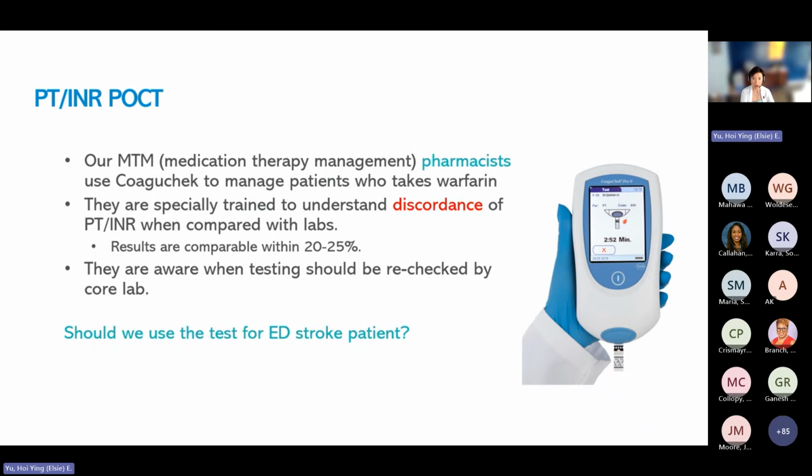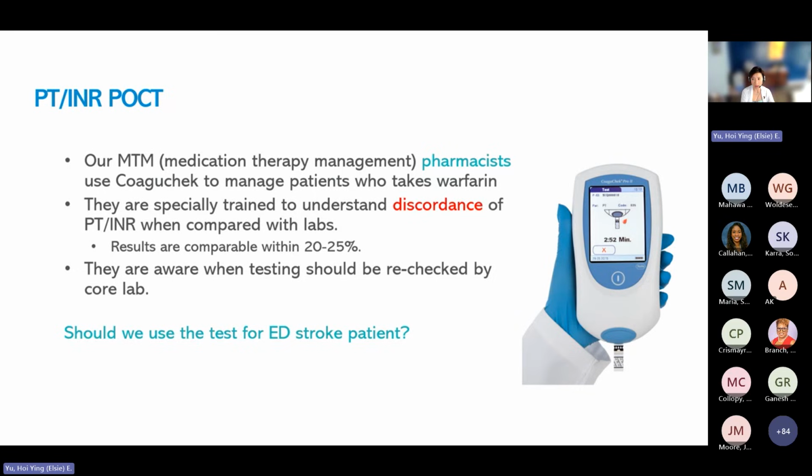So if they are not used to seeing the result, there is a possibility of misinterpreting the test results and then causing the patient to have the wrong dosage adjustment for their warfarin. So these pharmacists were trained to understand that the results are only comparable within 20 to 25%, which is quite a big range. They are also more in tune with what the results mean and would ask the lab to recheck if needed.